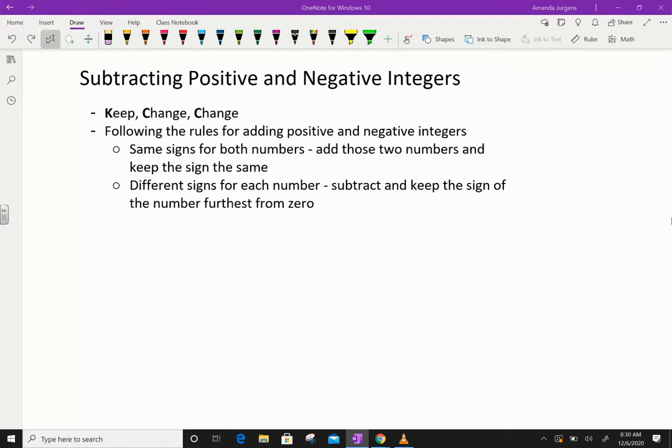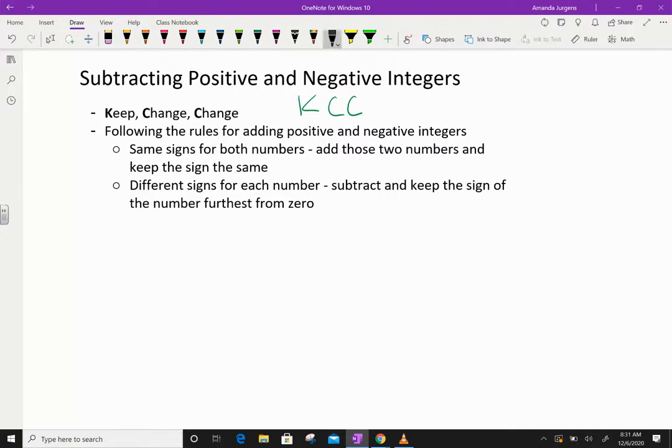When you see a subtraction problem, when you see that subtraction symbol, that minus symbol, the first thing you want to do is something that we call keep, change, change. And I remember that as K, C, C. Keep, change, change. And what that means is that you're going to keep the first number the same. You're going to change the subtraction symbol or the minus symbol to an addition symbol. And you're going to change the second number to its opposite.